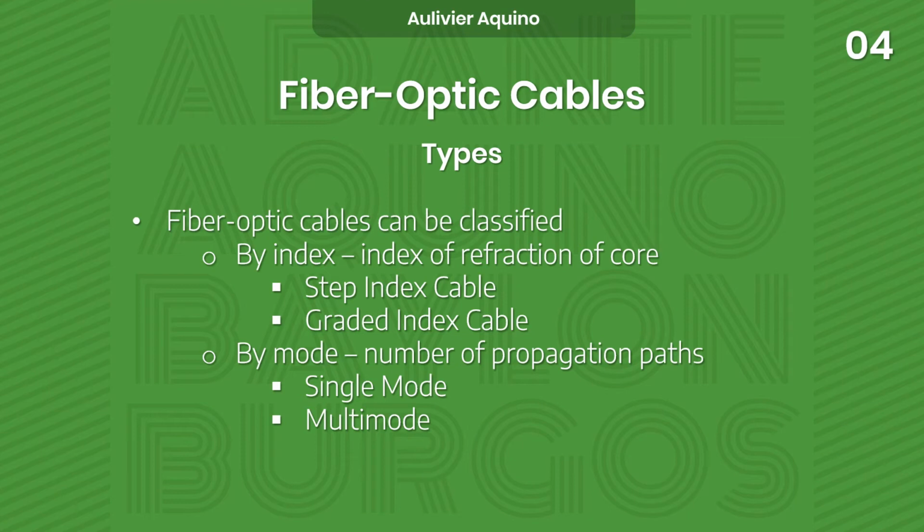In the graded index cable, the core has a gradient in the index of refraction. In the center of the core, there is maximum index of refraction, and then as you go towards the ends of the core, there is lesser index of refraction. By mode, we have single mode and multimode. In single mode, light travels in one path through the fiber optic cable, while in multimode, instead of traveling in a single path, the light rays can travel in different paths. The light travels in multiple paths. That's why it is called multimode.